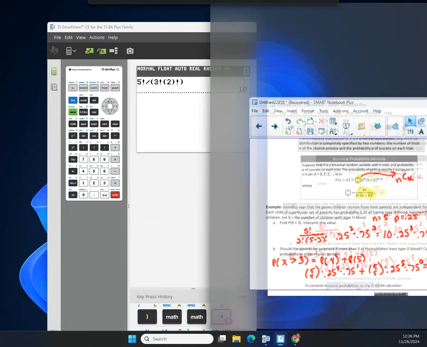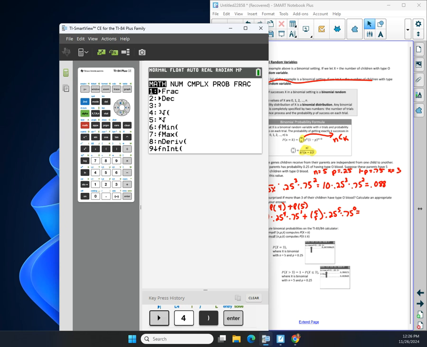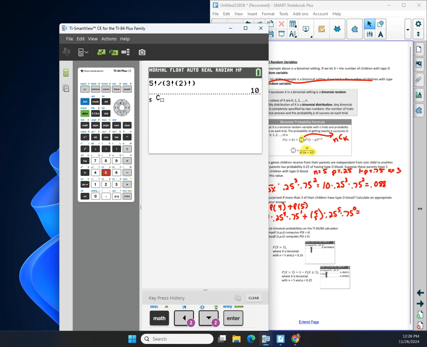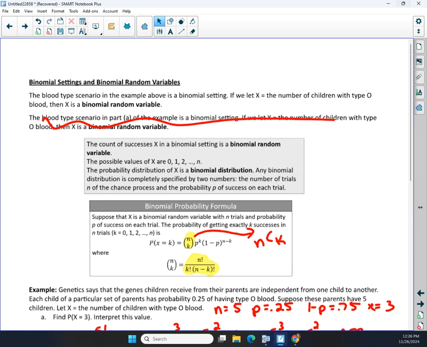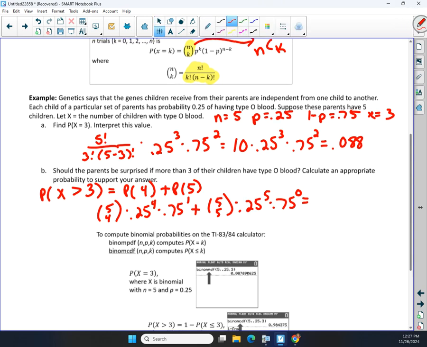So a shortcut, and then I'm going to show you other shortcuts in a minute. To do that combination, you can also go to Math, Probability. Option 3 is Combination, and I can put in 5 combination 4. And so there are 5 ways that out of the 5 children, 4 of them could be type O. And you could type that all in your calculator, and you would get 0.015. And I'll show you how to do that tomorrow if you have questions about your calculator.